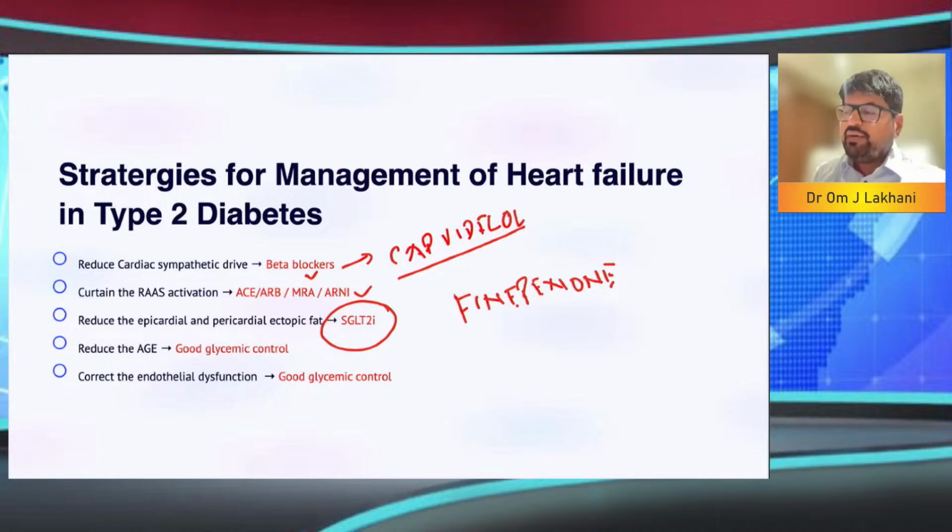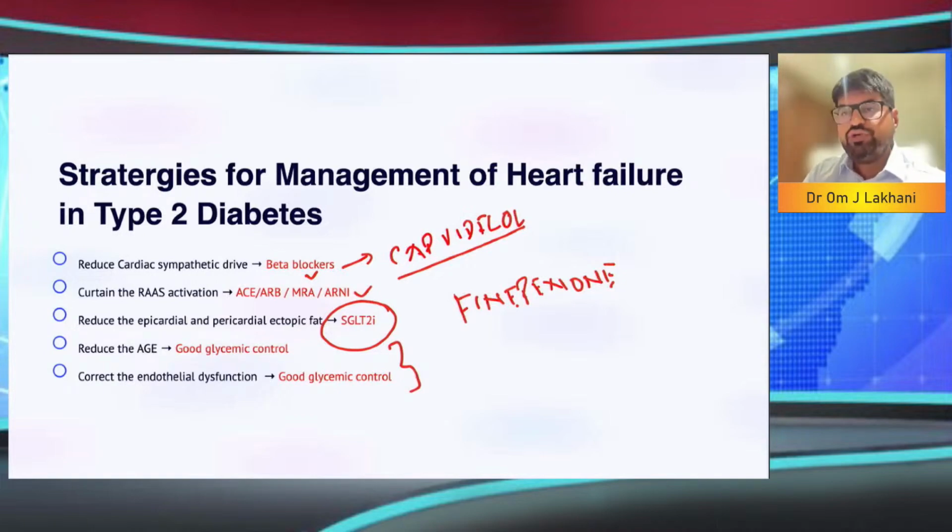How do you reduce AGE and endothelial dysfunction? This could be helped by good glycemic control. So good glycemic control really is helpful here. And apart from this, of course, we discussed that you reduce the insulin resistance, which can be done with good lifestyle measures, weight reduction, SGLT2 inhibitors, and also metformin.